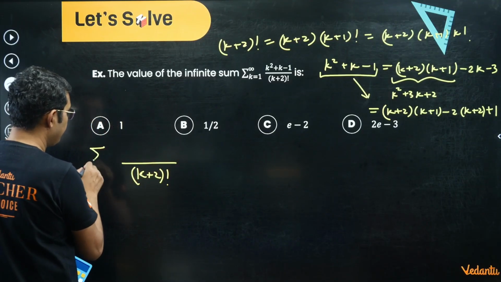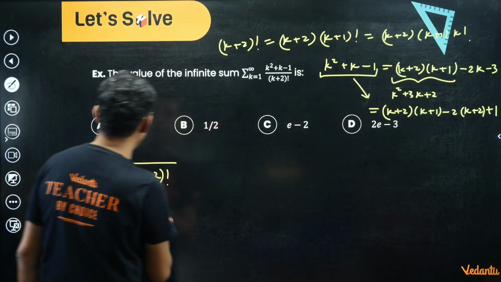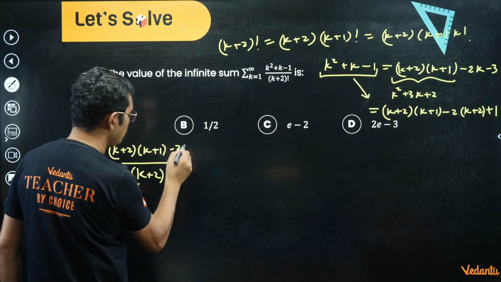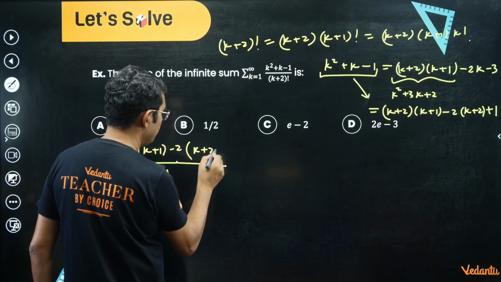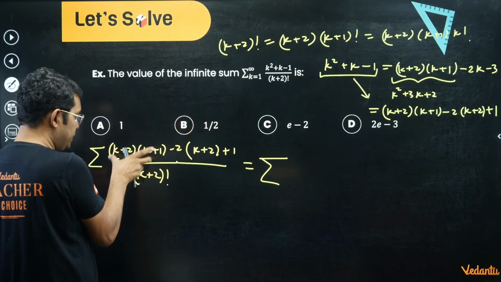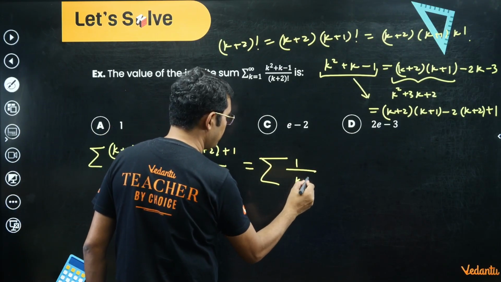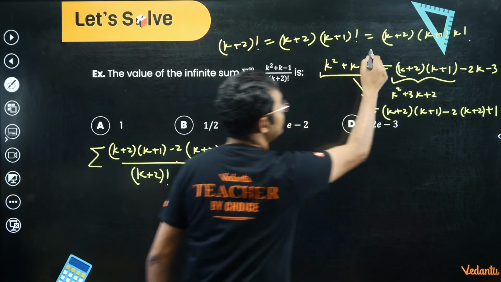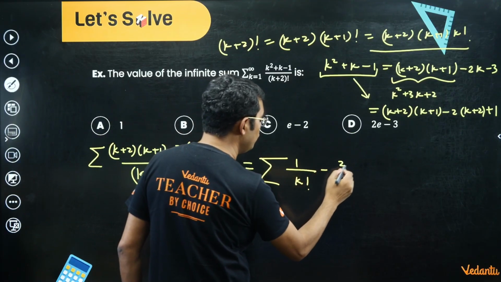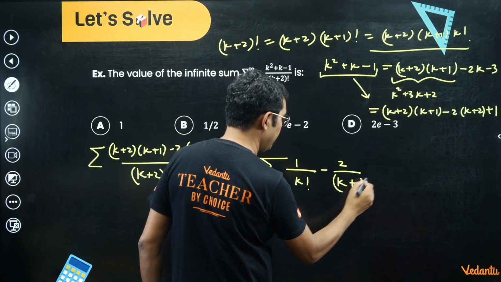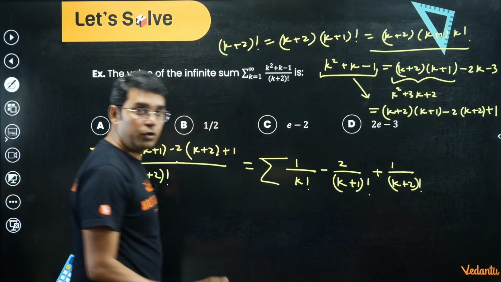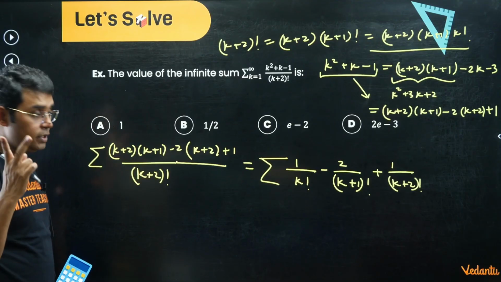So this thing has become, you can now write directly k plus 2 into k plus 1 minus 2 times k plus 2 plus 1. If I write after splitting in 3 parts, so this upon this will be just 1 upon k factorial. You can see k plus 2 factorial can be this thing. So k plus 2, k plus 1 gets cancelled, 1 upon k factorial. For this one it will be 2 upon k plus 1 factorial, and for the last one it is 1 upon k plus 2 factorial. Now you can make two telescopic series here.